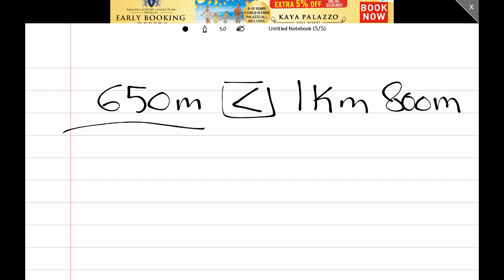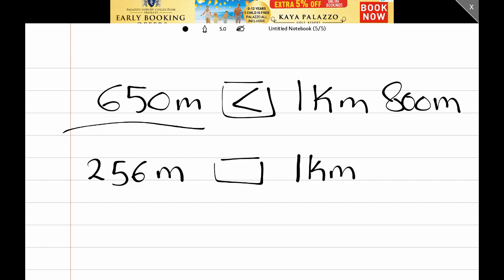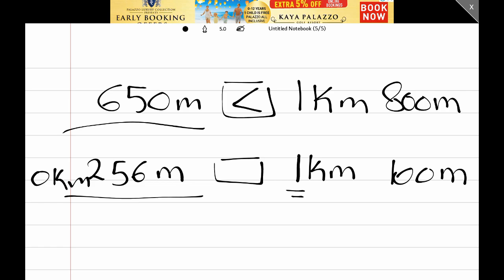If I asked you to compare 256 meters with 1 kilometer and 100 meters, which is bigger? Here we don't have kilometers, so here we have 0 kilometers. So comparing the bigger units, this one is bigger.